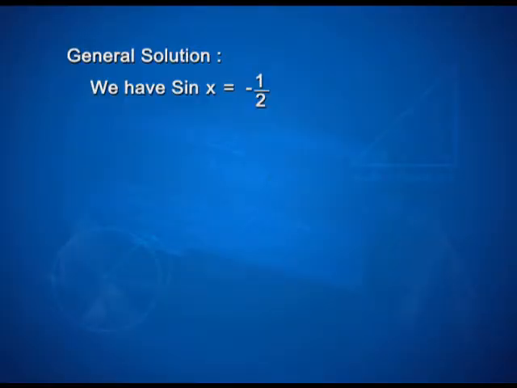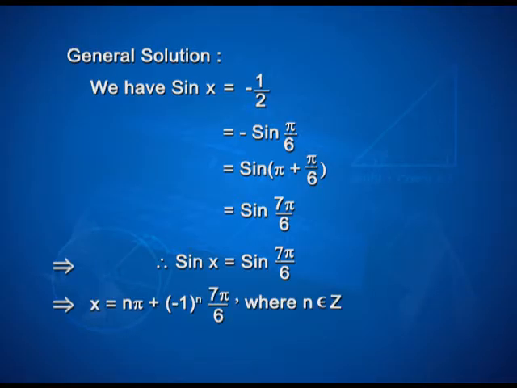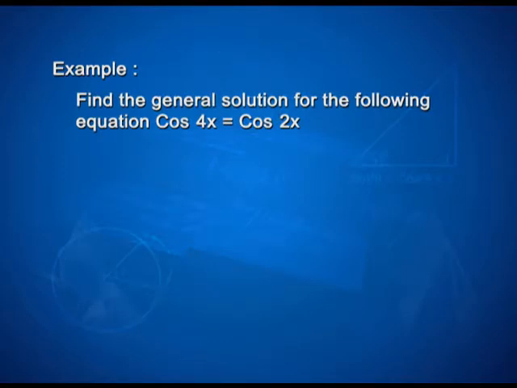Now, for the general solution, we have sin x is equal to minus 1 upon 2, which could be expressed as minus sin pi upon 6. This can be written as sin of pi plus pi upon 6. On simplification, this can be written as sin 7 pi upon 6. Therefore, sin x is equal to sin of 7 pi upon 6. This implies x is equal to n pi plus minus 1 raised to n times 7 pi upon 6, where n belongs to integers. There is one more interesting example.